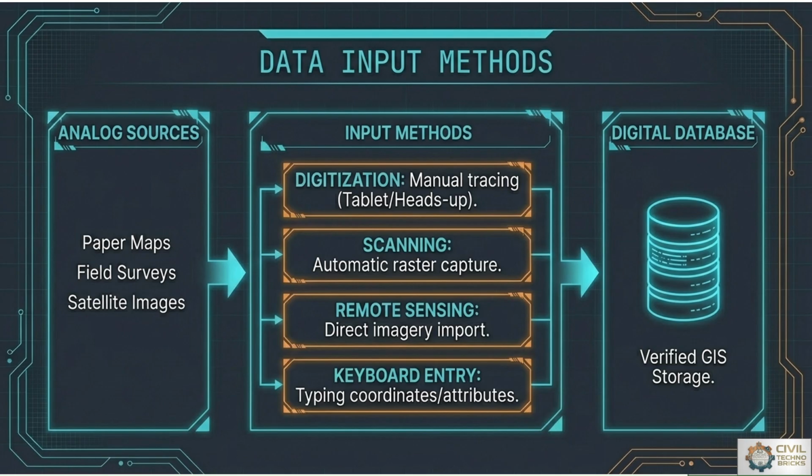At the end, the digital GIS database, which is a verified GIS storage, has the capacity to store the data after processing in the input methods based on those analog sources. Verified spatial and attribute data entered through keyboard input are stored digitally for different civil engineering decision making.